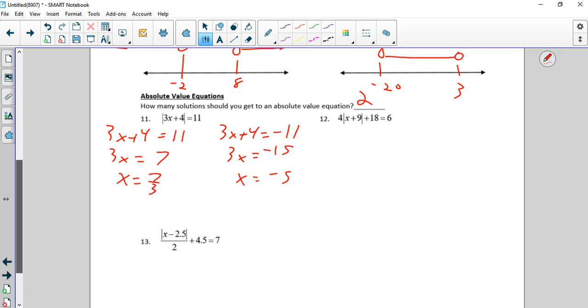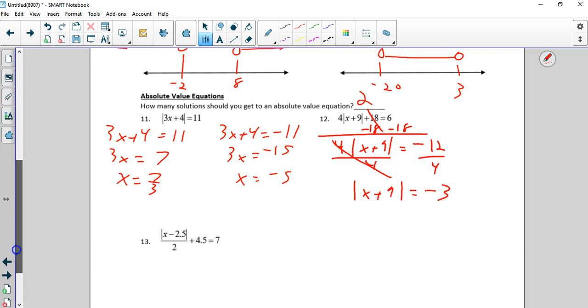Now, number 12. A lot of stuff going on. I've got to get rid of this 18 first. When I do that, I'm left with 4 absolute value, x plus 9 equals negative 12. I divide by 4. Now my absolute value is alone. And all is good in the world. Except for the fact I cannot have an absolute value equal a negative number. An absolute value is a positive number. So therefore, this is no solution.